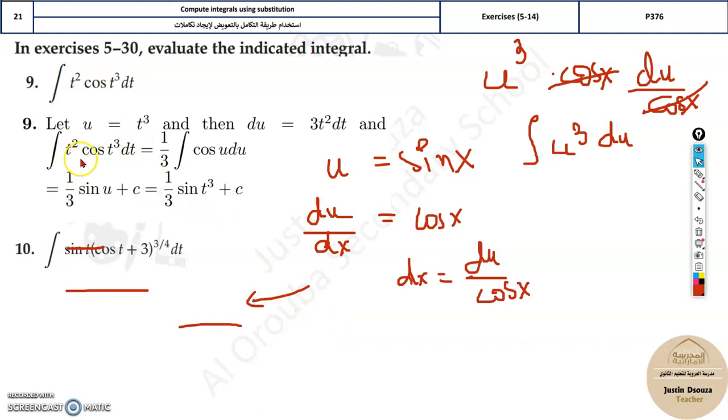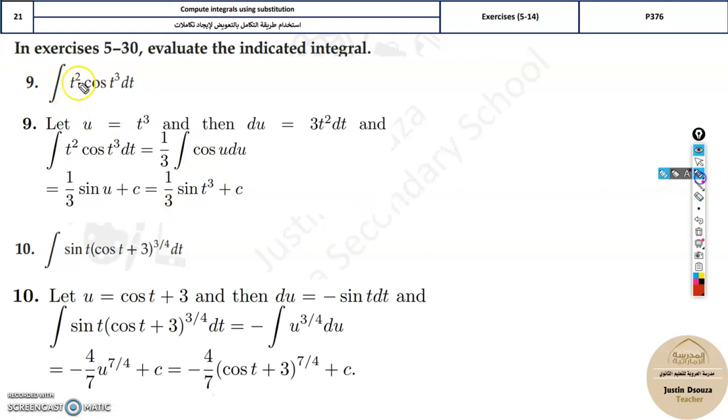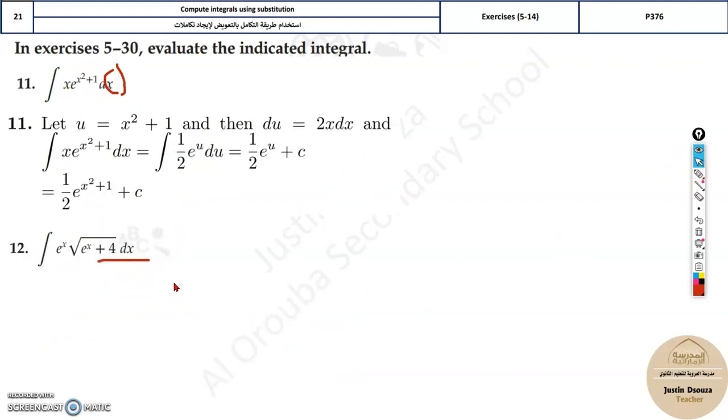So please go through all the u values. Whenever it's inside sine or cos, this is generally taken as u. Even over here, this will be generally taken as u. Only this, not the power, only whatever is inside. So once you know the u values, it's pretty straightforward.